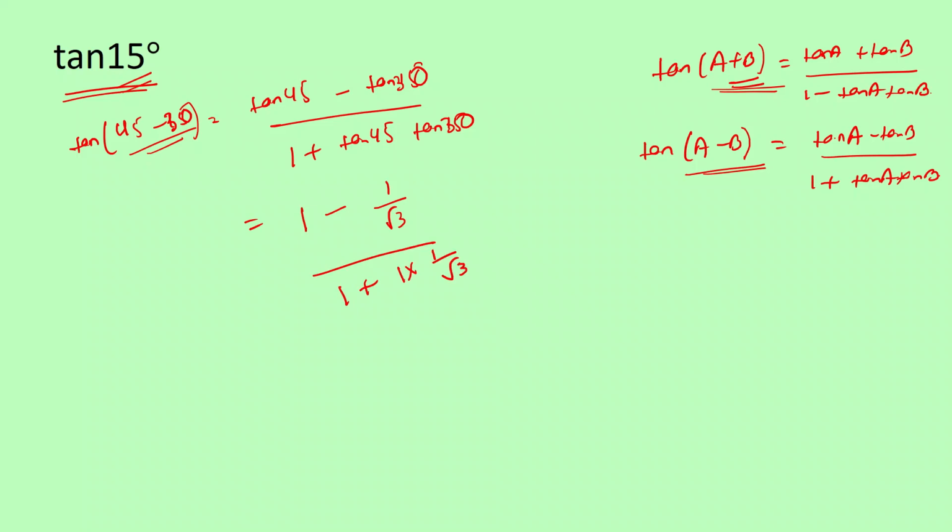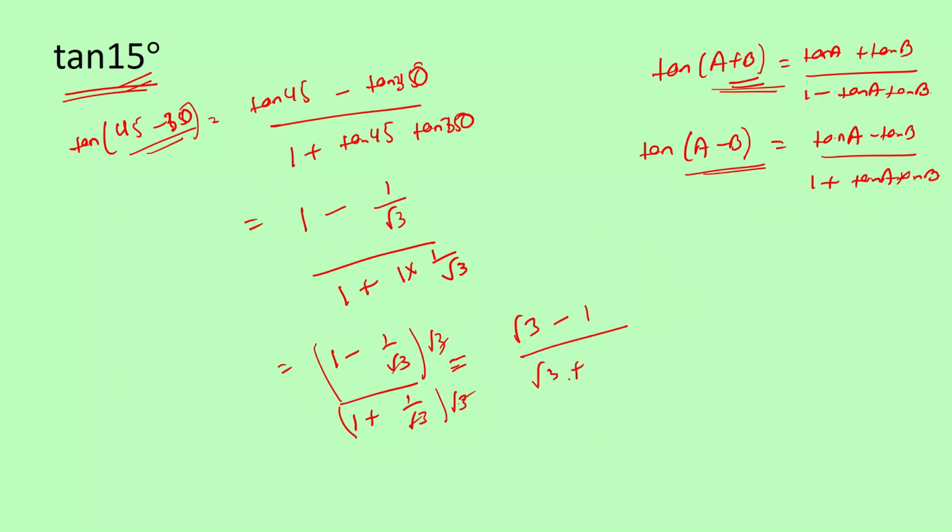divided by 1 plus tan 45, which is again 1, into 1 by root 3. So what we have is 1 minus 1 by root 3 by 1 plus 1 by root 3, and you multiply with root 3 in the numerator and denominator. Instead of taking the LCM, make a habit of multiplying the numerator and denominator with some common number. It will make your calculations a bit faster. So root 3 times 1 is root 3 minus, here root 3 and root 3 get cancelled out. So root 3 minus 1, then root 3 times 1 is root 3 plus, here root 3 and root 3 get cancelled out. So this is our answer. This is the value of tan 15 degrees.